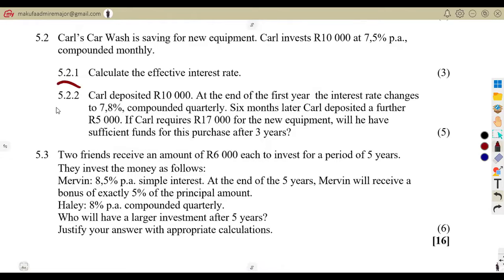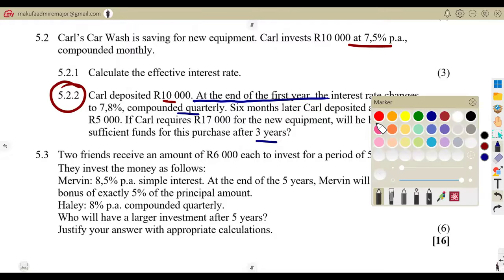And they were given 5.22. Cow deposited 10,000. At the end of the first year, the interest rate changes to 7.8% compounded quarterly. 6 months later, Cow deposited a further 5,000. All right. So we need to understand what is happening here. If Carl requires 17,000 for the new equipment, will he have sufficient funds for this purchase after 3 years? So all this must happen in 3 years.